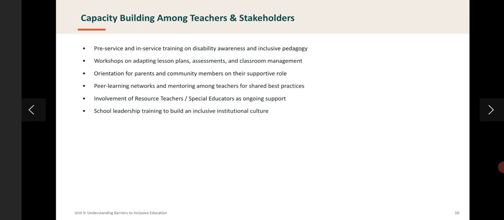Before the teacher is entering into the class, the teacher should know what kind of disability will be there, how the student can behave, how they will respond, and how the teacher should behave to that. That is pre-service. And in-service, during the training, every time they should know and be aware about the disability things of the children.